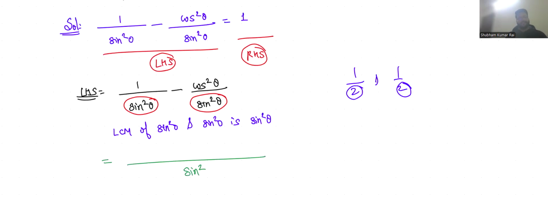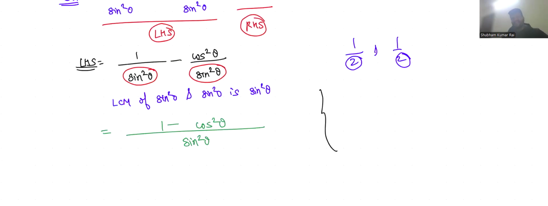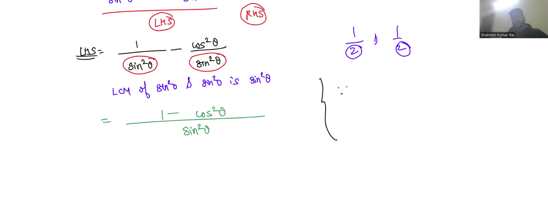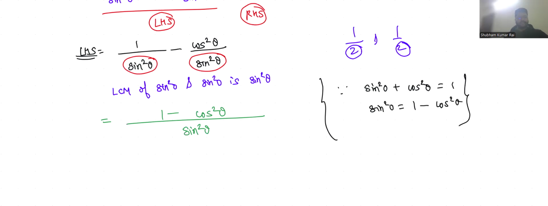And here it will be 1 minus cos square theta. Can you see the resemblance with the 1 minus cos square formula that we have discussed? Yes. Since we know sine square theta plus cos square theta is equal to 1, sine square theta is equal to 1 minus cos square theta. So if we substitute the value in place of this, we will write sine square theta. So we get sine square theta over sine square theta, and the same thing will get cancelled.